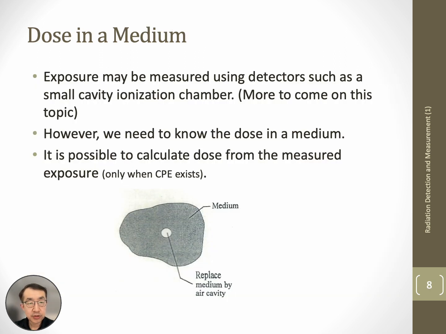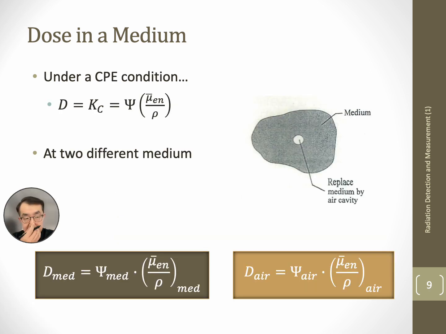So exposure may be measured using small air-filled detectors, and we'll learn more about it today. However, what we want to know is the dose in the medium. We derived and showed that it is possible to calculate the dose from the measured exposure under certain situations. Under charged particle equilibrium, those can be rewritten as collisional kerma, which is energy fluence times mass energy absorption coefficient.